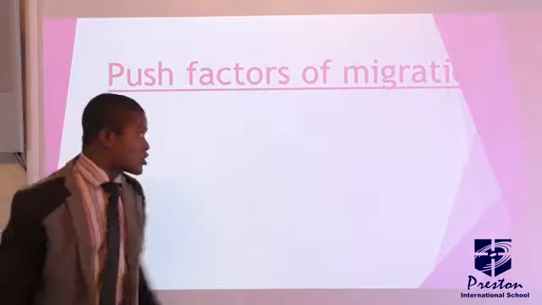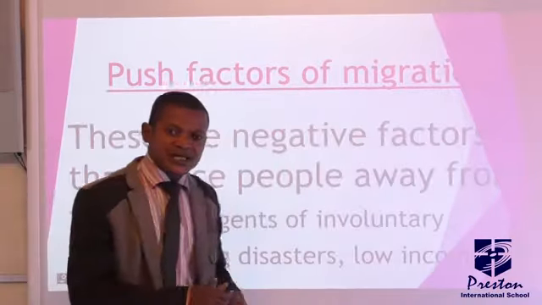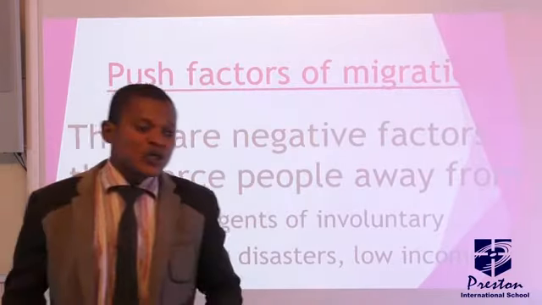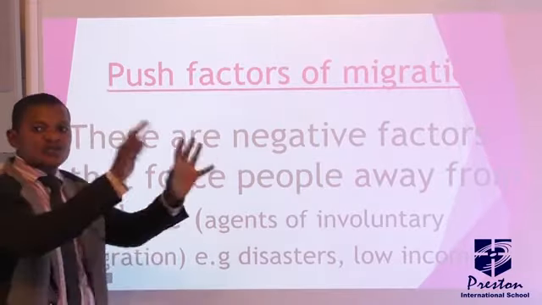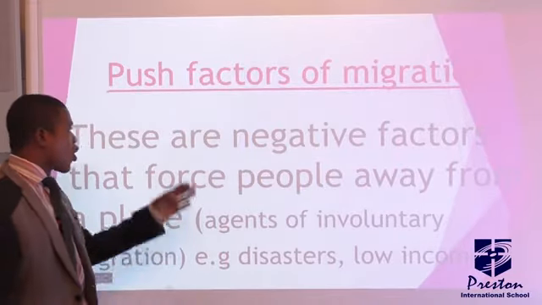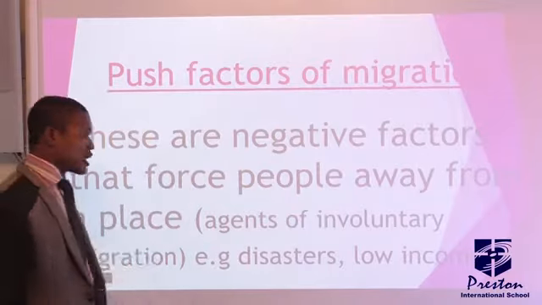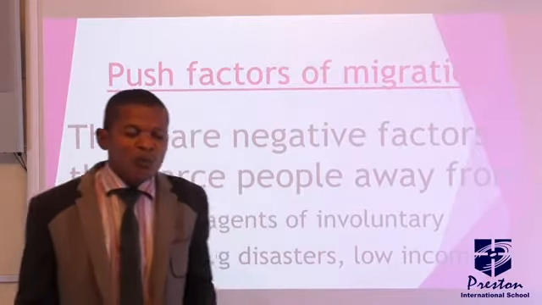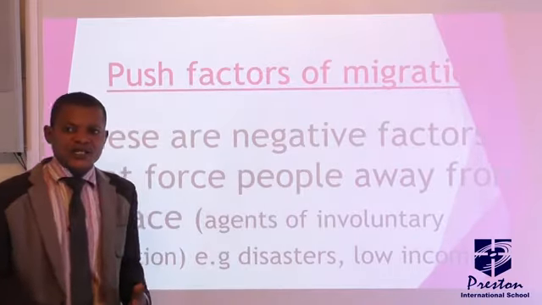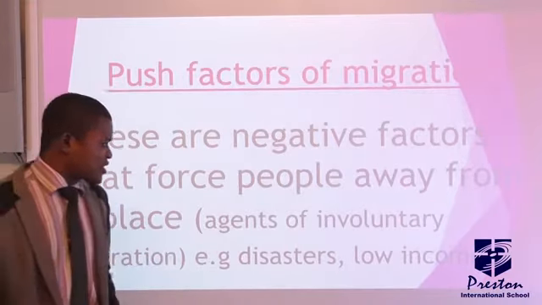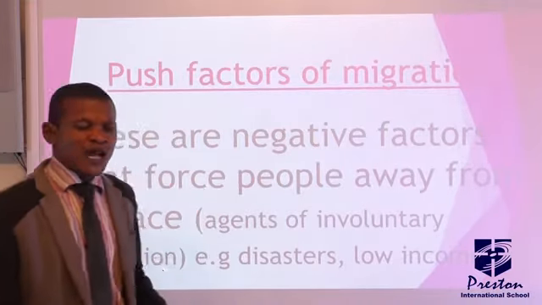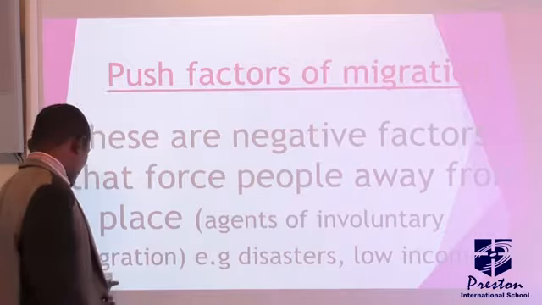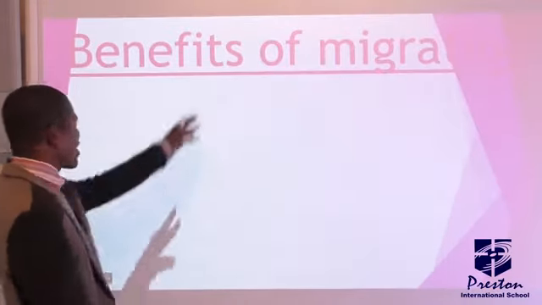Let's look at the next one, which is the opposite of it. That is the push factors. These are the negative factors that force you out of a particular place. Those negative factors that chase you out of your location, we call them push factors. They are pushing you, as the name implies. They are agents of involuntary migration. You don't want to move, but the factors are not allowing you to stay in that place. For example, outbreak of disease, low income. You discover that you want to leave the place, not because you want to, but because you cannot stay there again. So we call these the push factors.